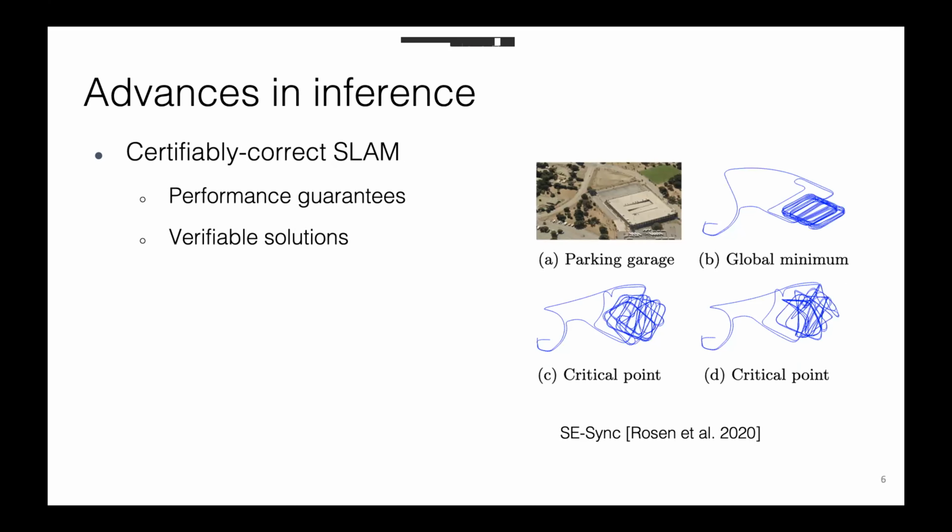So on the inference side, we talked a little bit about performance guarantees for the SLAM methods that we're interested in. In particular, this is absolutely crucial for things like safety critical applications, right?